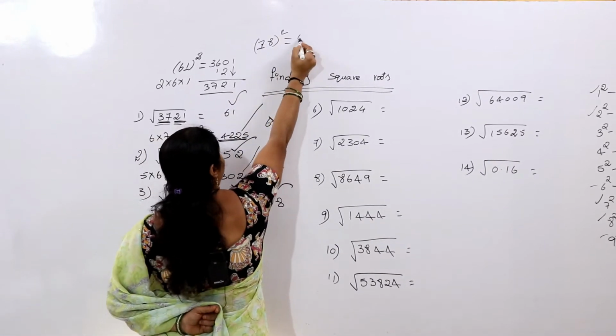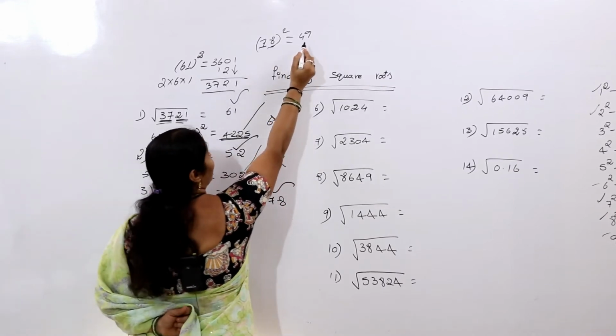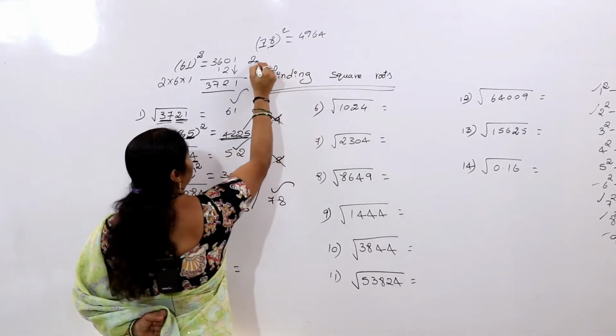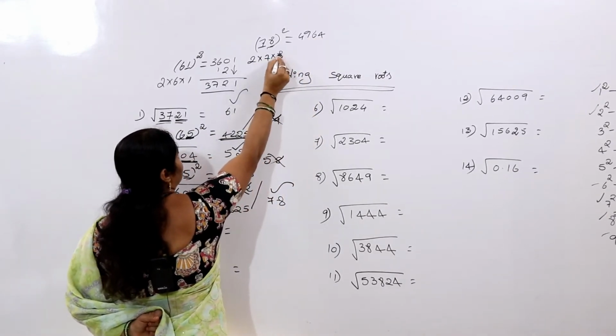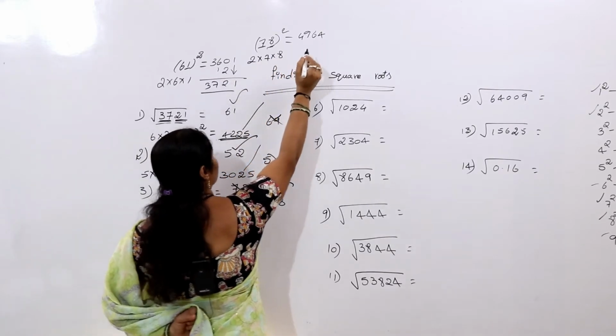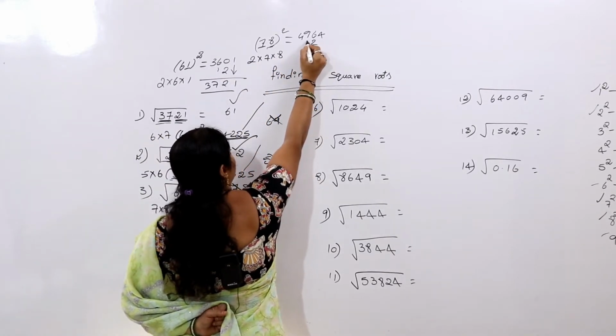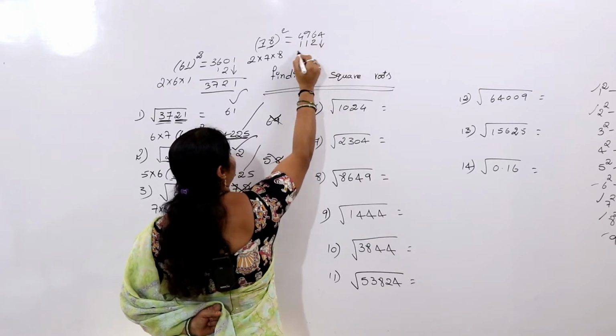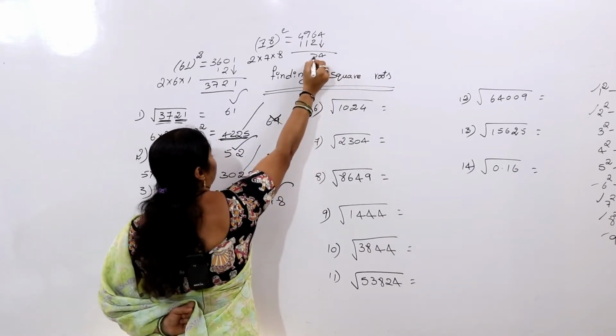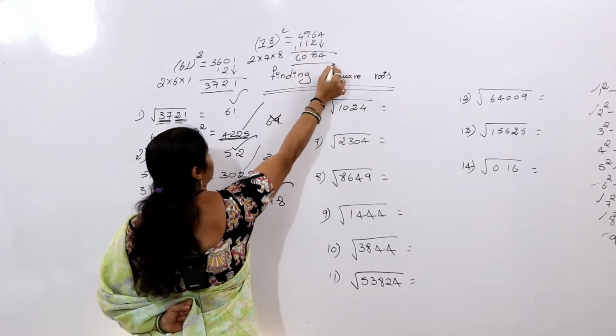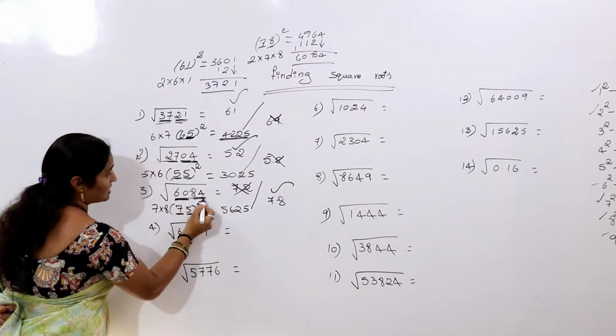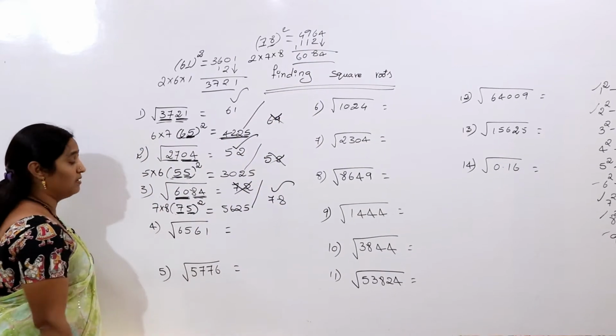A square is 7 square, which is 49. B square is 8 square, which is 64. 2AB means 2 into 7 into 8. 7 eights are 56. 56 twos are 112. Leave the last digit and add: 4, 8, 10, 6. 6084. Here also we have 6084.